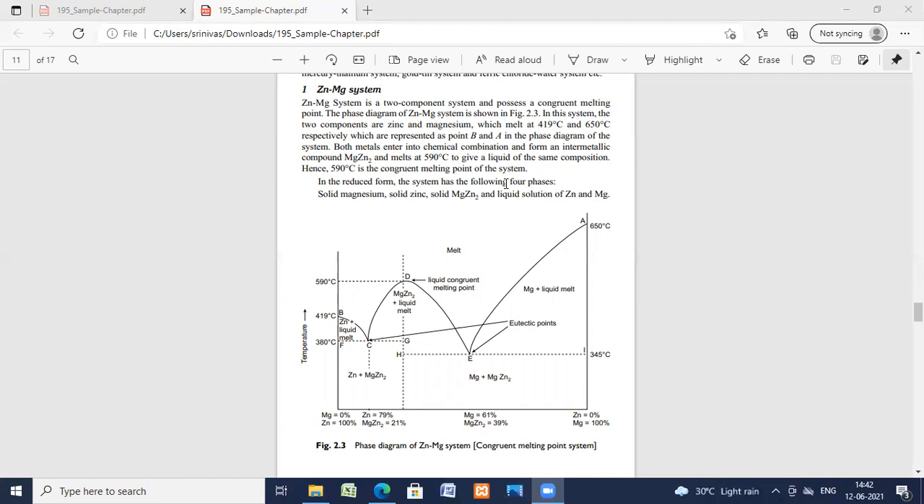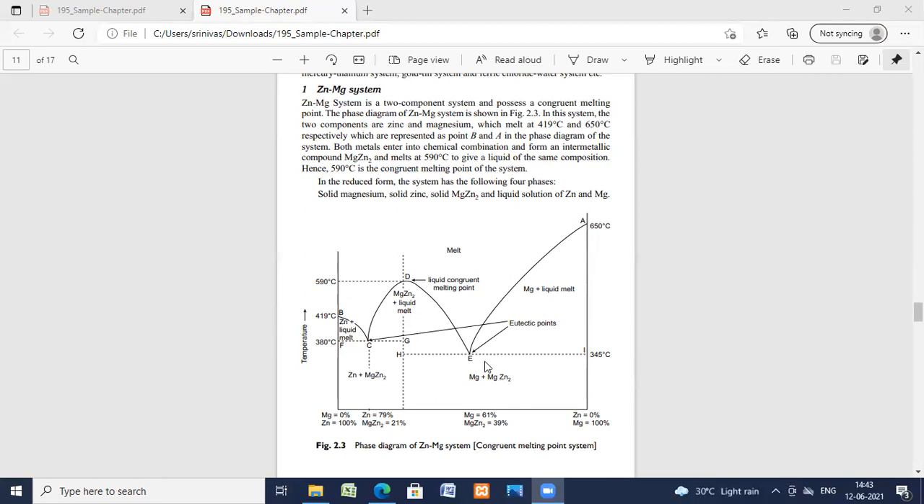Magnesium zinc system. Two components combine to form the solid intermetallic compound with a congruent melting point, and it is stable till its melting point, 590 degrees. The compound which melts sharply at constant temperature into liquid of the same composition is called a compound with congruent melting point. It is typically a two component system, involving the formation of the intermetallic compound MgZn2.